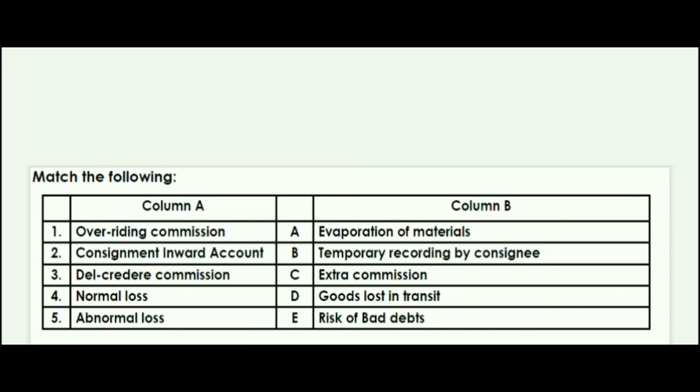These are the very easy last two questions, like normal loss, evaporation, and abnormal is lost. Third was D, del creditor commission, that is risk of bad debts. And consignment inward account, that is really complicated, that is temporary recording of consignment. So guys, I hope all this is very clear to you. Let's see the next question now.